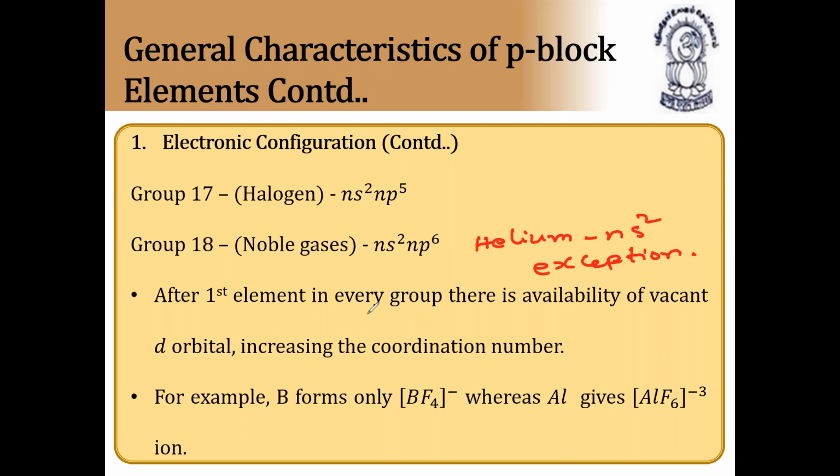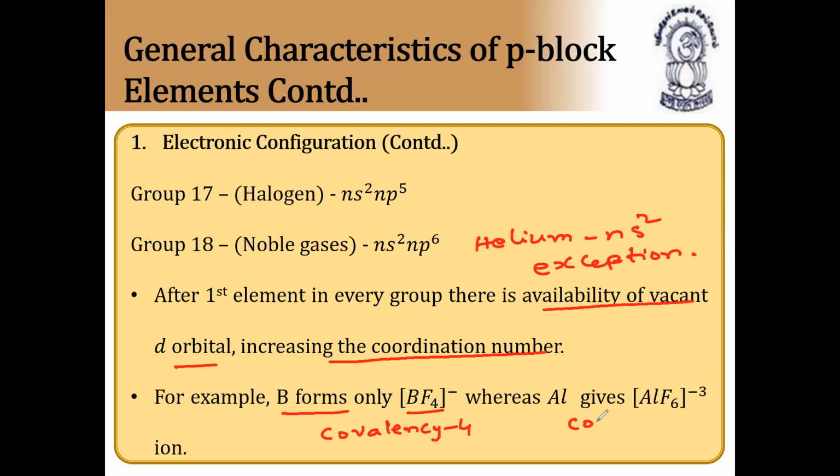After the first element in every group, there is availability of vacant d orbitals, increasing the coordination number. So that's why the covalence increases. For example, boron forms BF4 minus. The covalence is only 4. The covalency of boron is a maximum of 4.